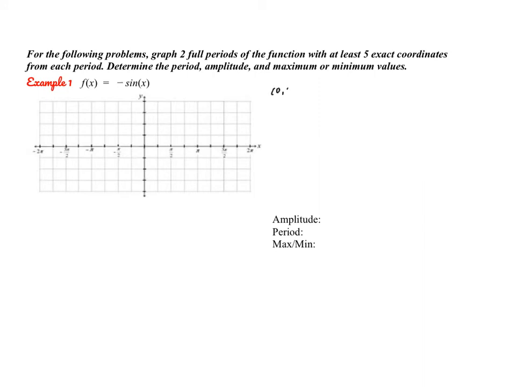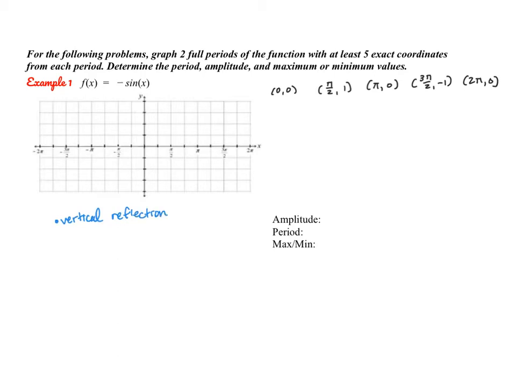So we have (0, 0), (pi over 2, 1), (pi, 0), (3 pi over 2, negative 1), and then (2 pi, 0). And if you do this enough, it gets really easy to list out these 5 coordinates. So what do we see here? We see the negative out front, which means it's going to be a vertical reflection. So it's actually going to reflect over the x-axis.